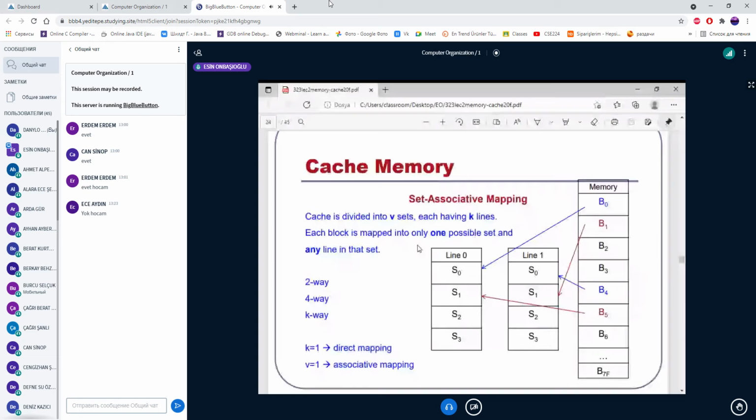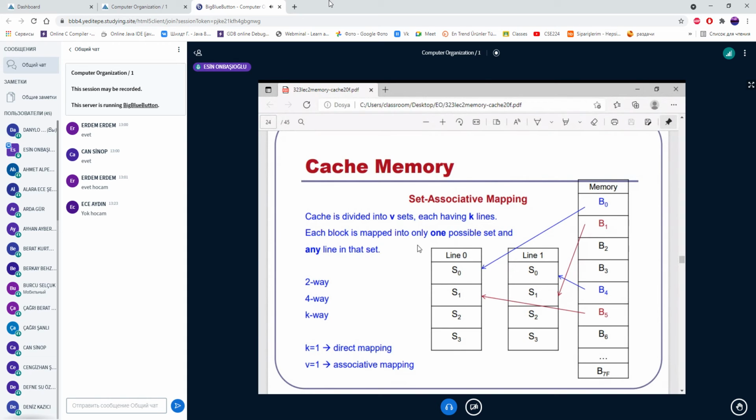Now the third method combines the advantages of these two methods and eliminates the disadvantages. So in direct mapping, we said that it is simple. A simple comparison circuit is required, and therefore the size of the cache may be larger. In associative mapping, the hit ratio is higher, but the size of the cache cannot be too large.